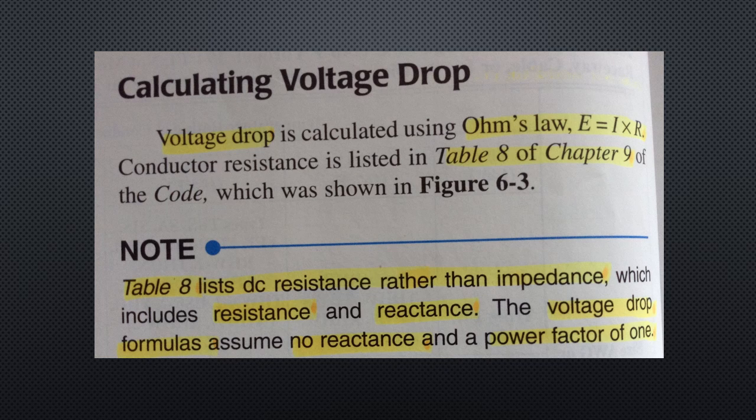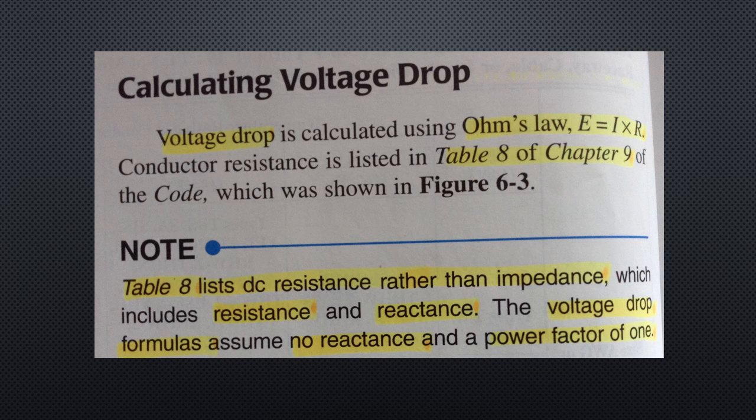Calculating voltage drop. Voltage drop is calculated using Ohm's law. Again, E, or voltage, equals current times resistance. The conductor resistance is listed in table 8 of chapter 9 of the code, which was shown in figure 6-3. You can rewind to review that or look it up again in chapter 9, table 8.